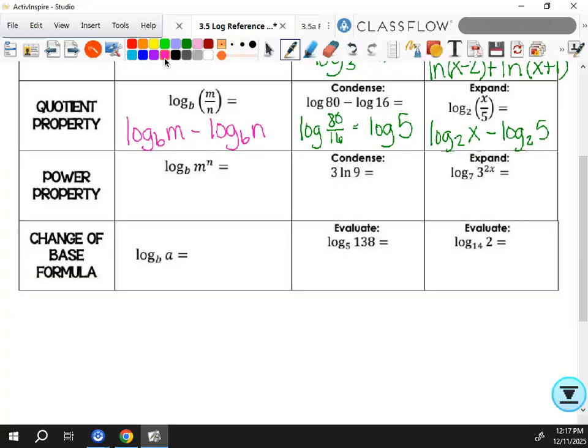Okay. Then we have our power property. And remember, these things only work with logs. Okay, you can't go applying them to everything.